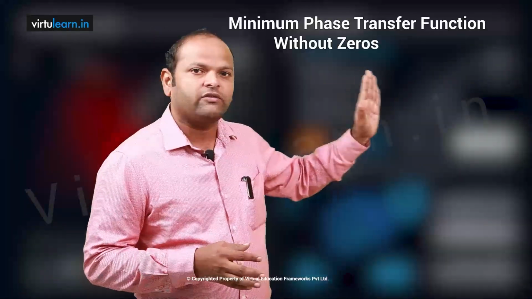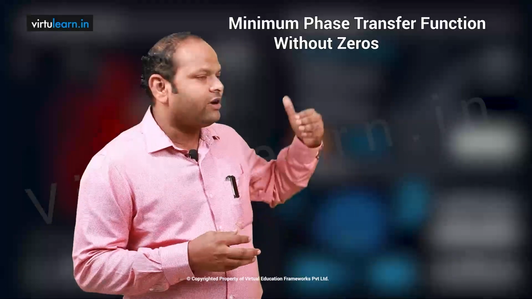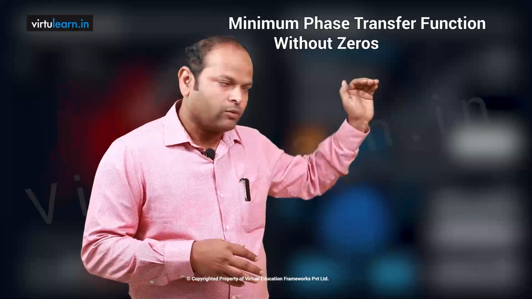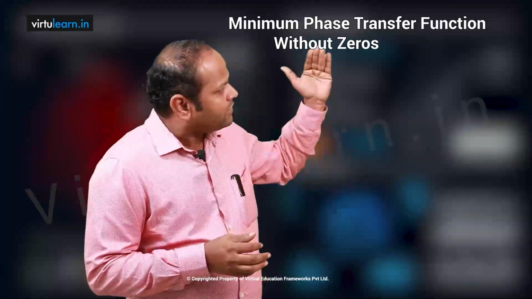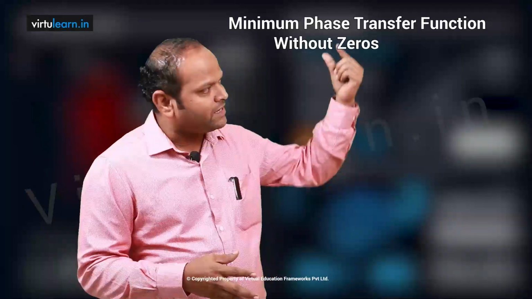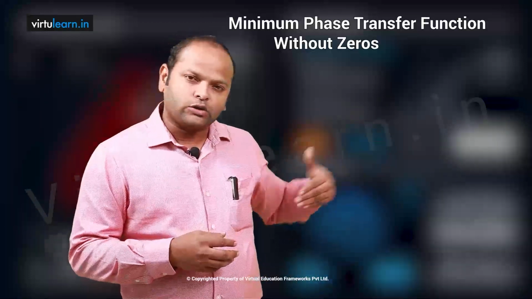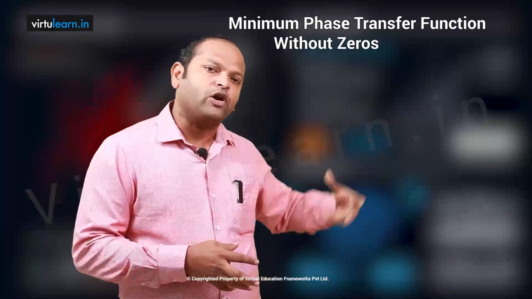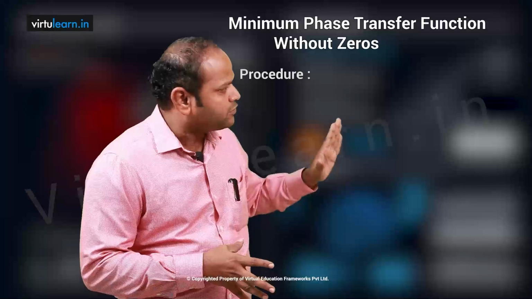Minimum phase transfer function without zeros. Whenever you have an open loop transfer function that is minimum phase, and if there are no zeros, then the polar plot will be very simple. Let us see how to get the polar plot. Whatever polar plot we get here is the approximate polar plot. If you want the exact polar plot, then we need the polar graph sheet, and we also need all the points for various values of omega, with magnitude and phase angles. But to find the closed loop system stability, or to use the polar plot in the Nyquist plot, an approximate plot is enough. Now the steps are like this.